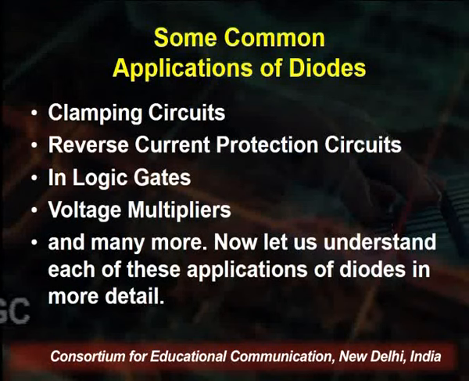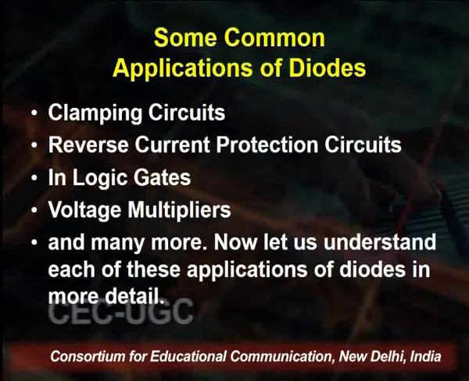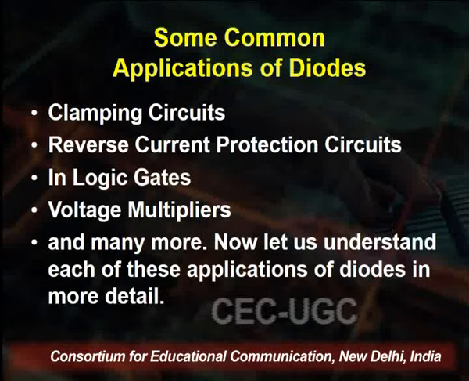Some common applications of the diode: before taking a look at the various applications, let us quickly take a peek at a small list of the common applications of the diode, and we will discuss later how it is used in rectifiers, clipper circuits and clamping circuits, reverse current protection circuits, and in logic gates. You all know about logic gates, and I think you are in the series on logic gates where you are learning about multiplexers and registers, and these logic gates are used here.